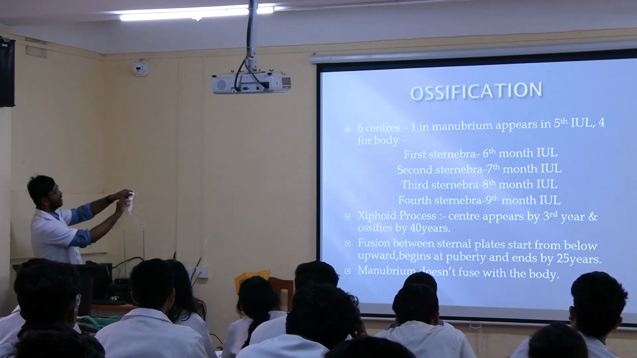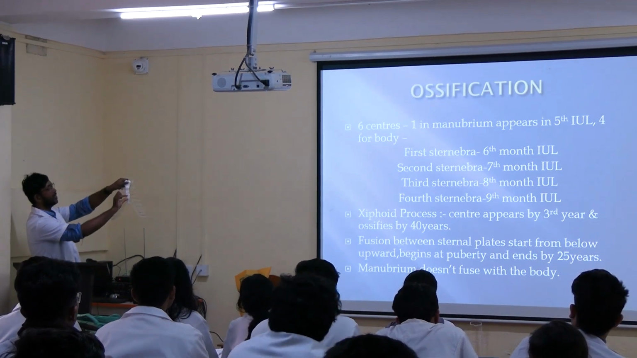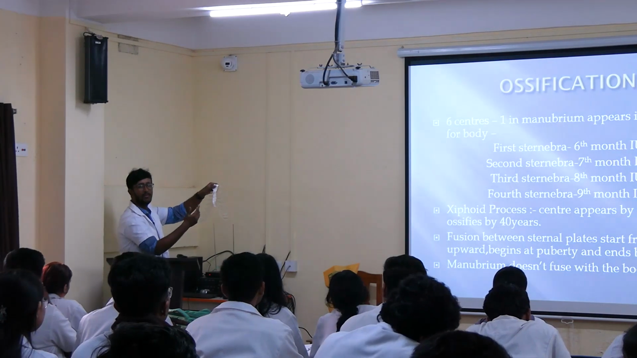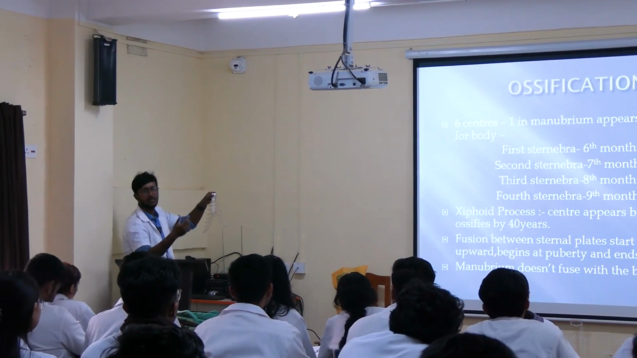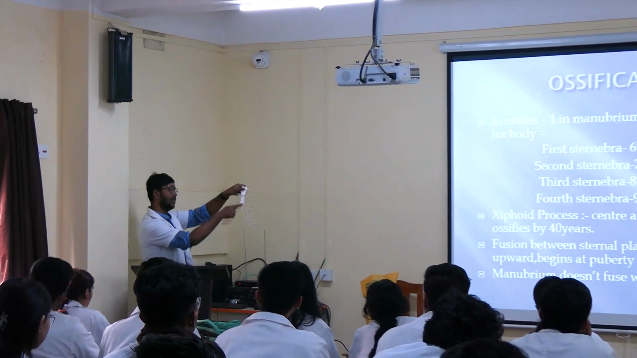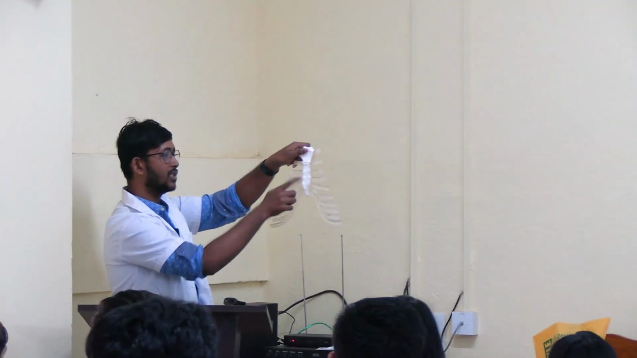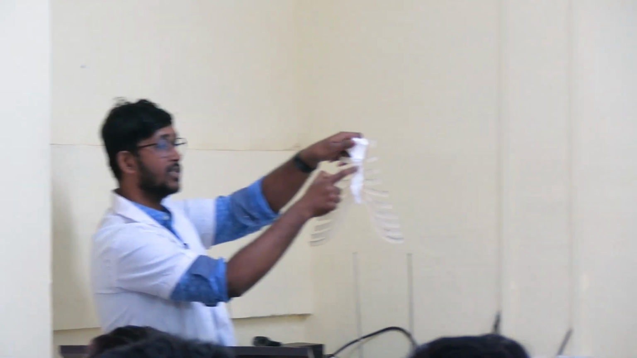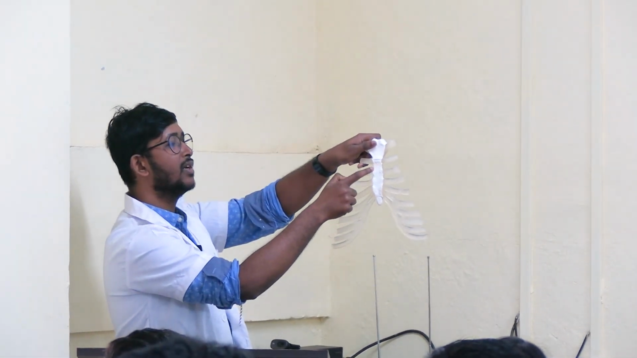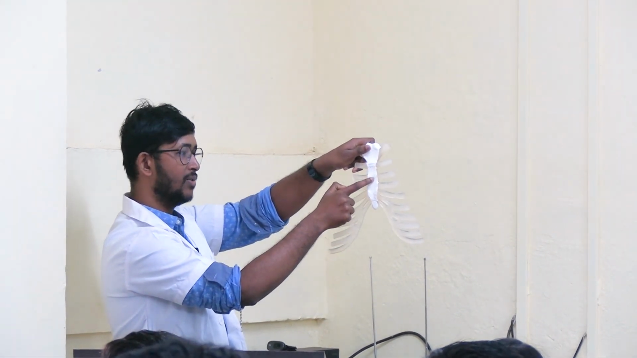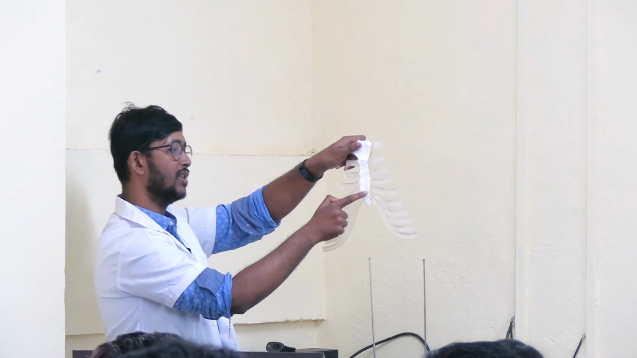This is the first sternebra, this is the second, third, fourth, similar to vertebrae. In the case of vertebrae they are not fused, but in the case of the sternum they are fused, forming the body of the sternum. One ossification center appears in the first sternebra at the 6th intrauterine month, in the second one at the 7th, then the 8th, and the 9th intrauterine month.